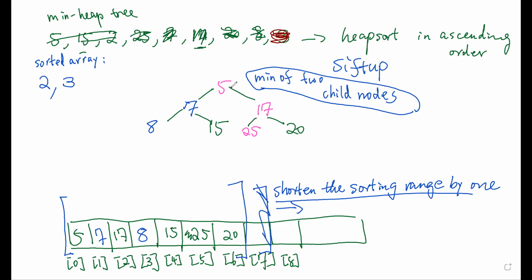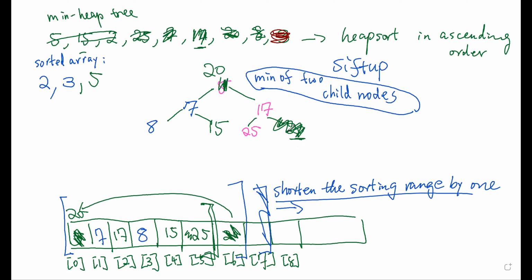After it's a min heap tree, what should you do? You get this out and move it to the sorted part. And then you bring the last one to that location. So 20 is here. This is gone. This is gone. And then what?